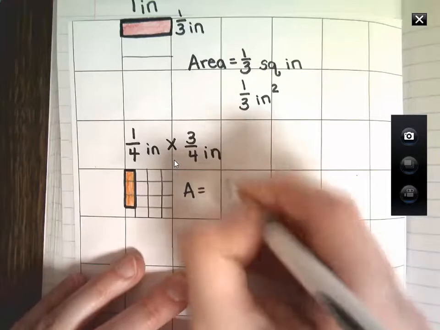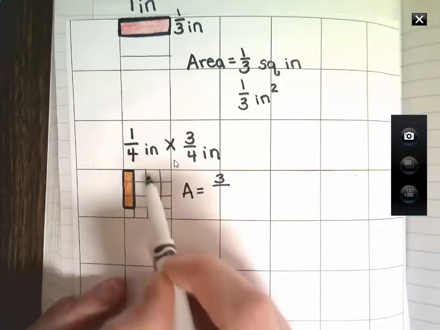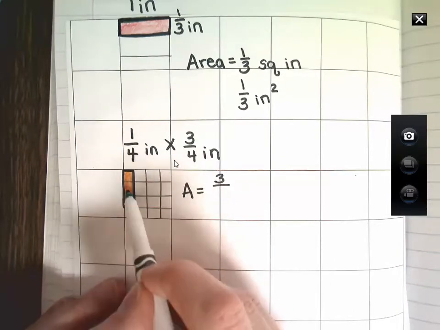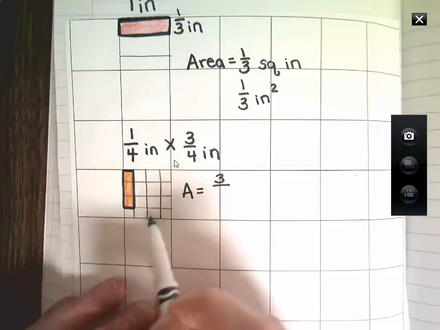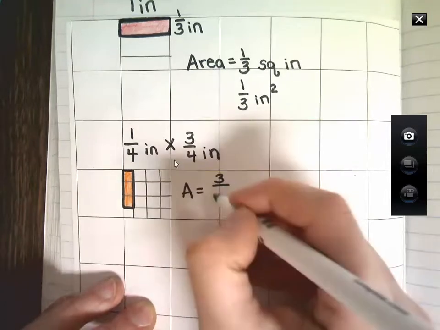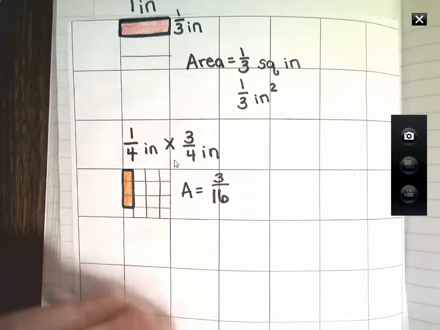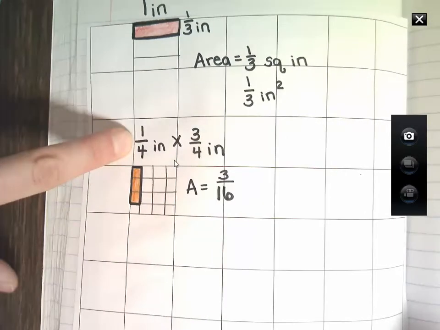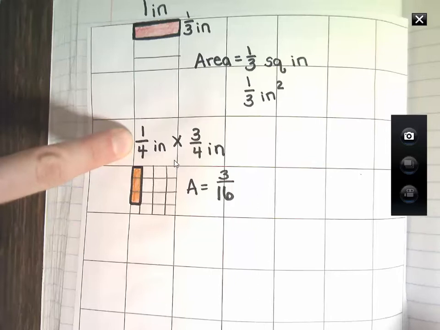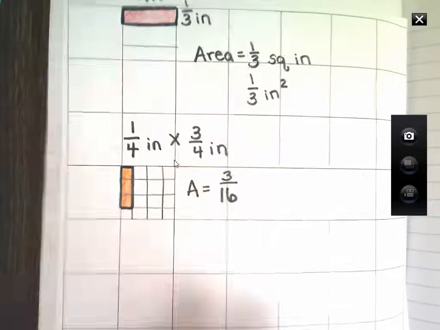Area equals 3 out of how many pieces total? Well, I see 1, 2, 3, 4, 5, 6, 7, 8, 9, 10, 11, 12, 13, 14, 15, 16. There's 3 shaded out of 16 total. That's the fraction 3/16. Now look at your fractions. If you would have multiplied those together, would you still get 3/16? Yes, you should. That's how you find area, length times width.